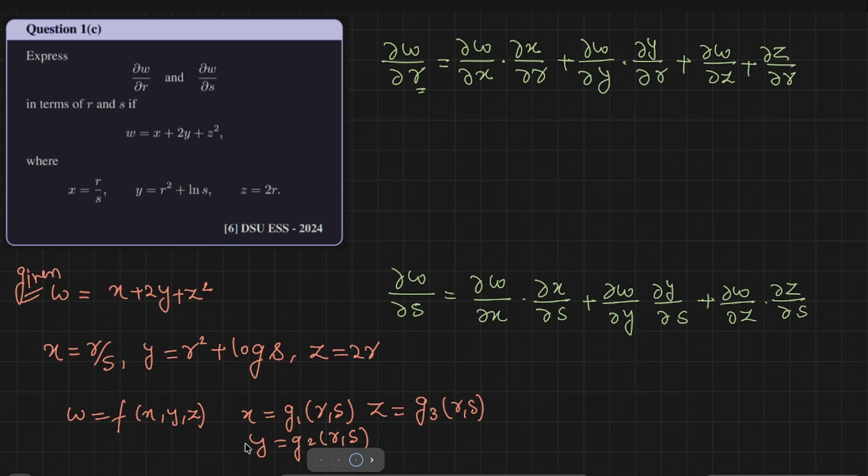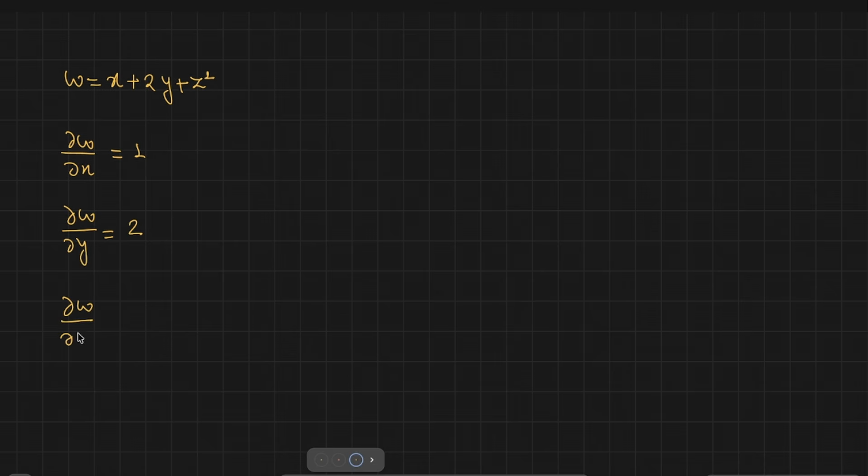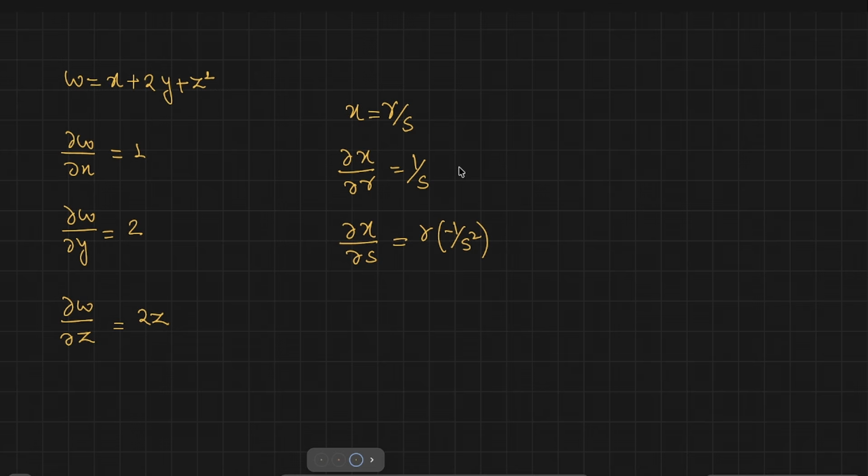See, from here, w is equal to x plus 2y plus z square. The partial derivative of w with respect to x is 1, the partial derivative of w with respect to y is 2, and the partial derivative of w with respect to z is 2z. Now x is equal to r by s. So the partial derivative of x with respect to r is 1 by s, and the partial derivative of x with respect to s is minus r by s square, because the derivative of 1 by s is minus 1 by s square.